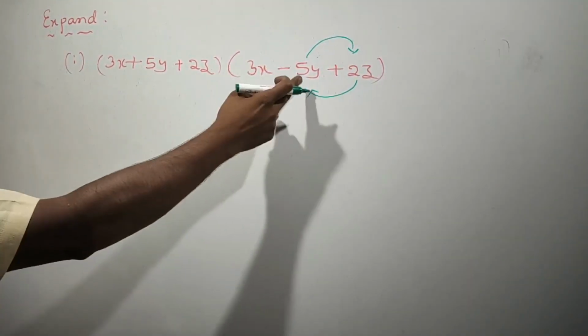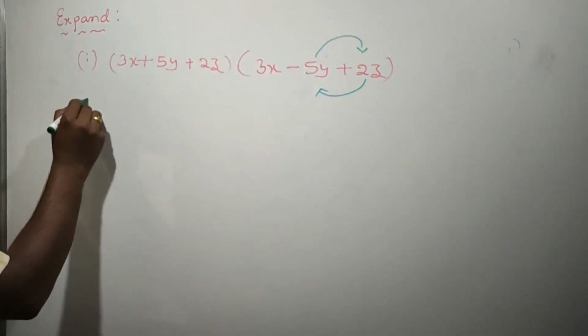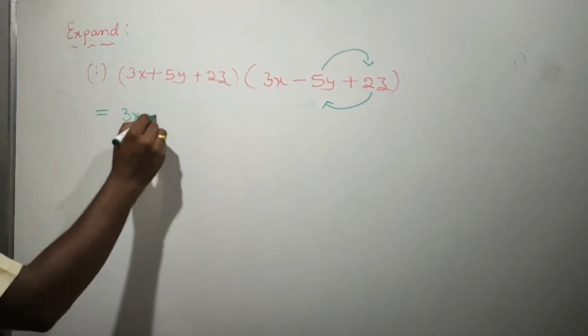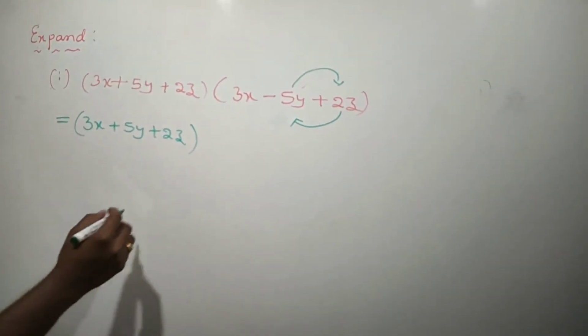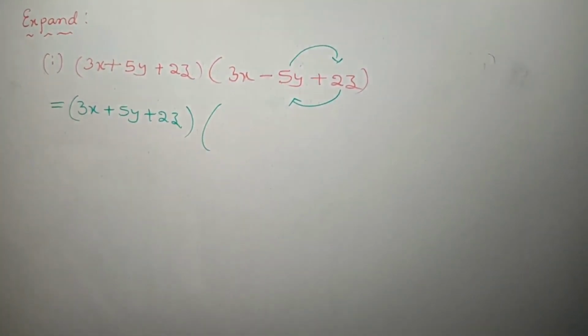Now I am interchanging the place in this term only. Now this one I will write down as it is: 3x plus 5y plus 2z as it is. Close the bracket. This one, see, I will also interchange here.